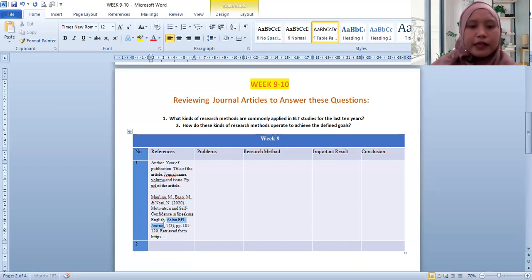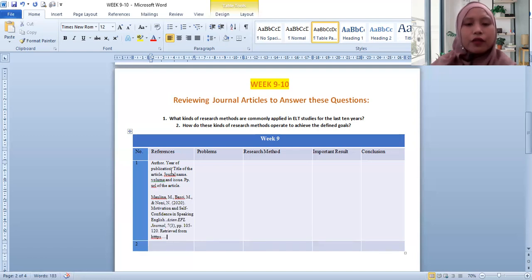Don't forget to italicize this one. The journal name should be italic, like this. Don't forget the volume also should be italic. So the name of the journal should be italic and the volume should be italic. That's for articles. Just follow like this one. Yes, we follow the APA style referencing, 7th edition. So that's the first thing you have to notice when you read the articles.